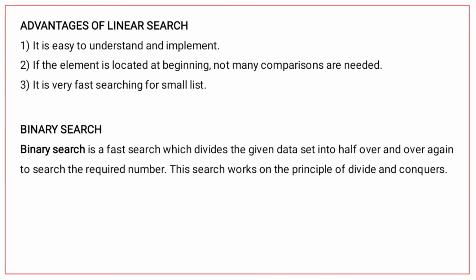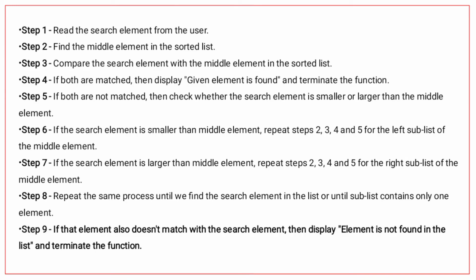So next type of search is binary search. What is binary search? Binary search is a fast search which divides the given data set into half over and over again to search the required number. This search works on the principle of divide and conquer. Binary search finds a given element in a list of elements with O(log n) time complexity, where n is the total number of elements in the list.